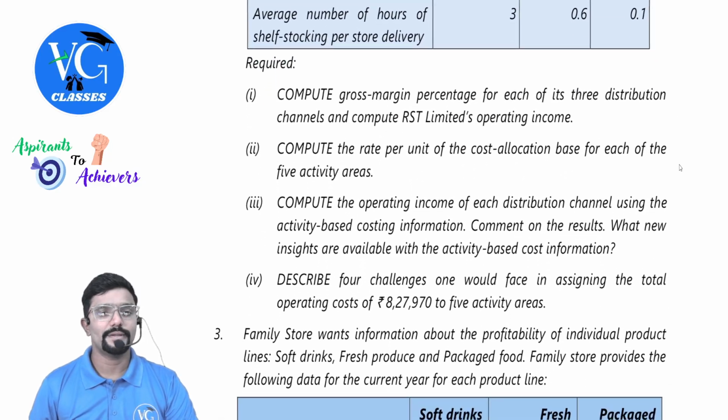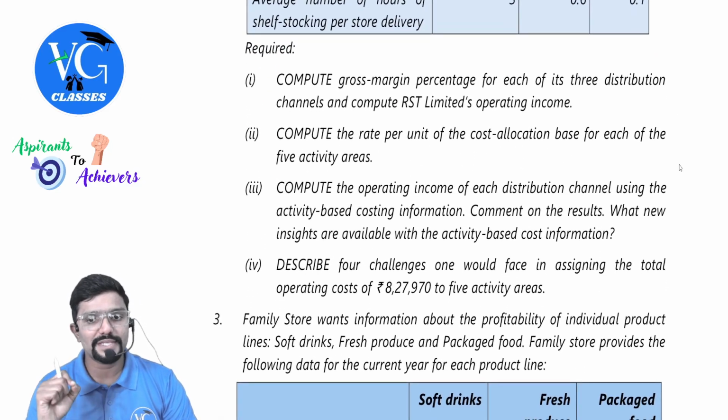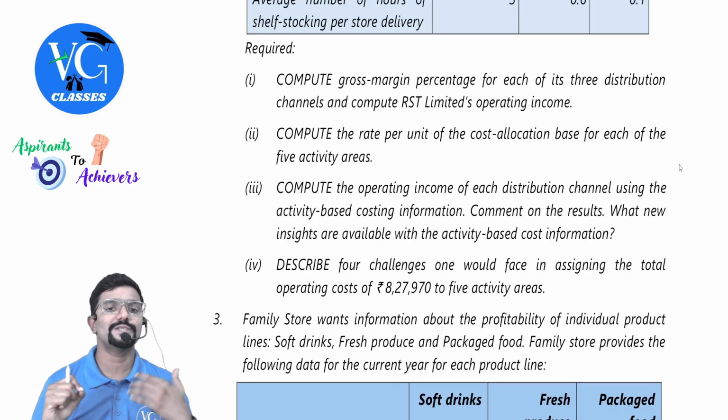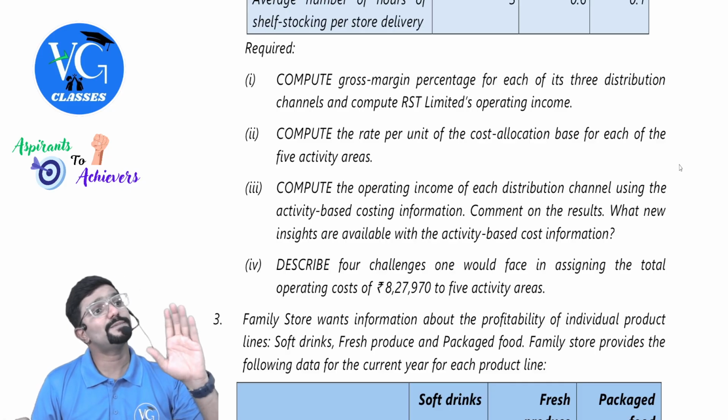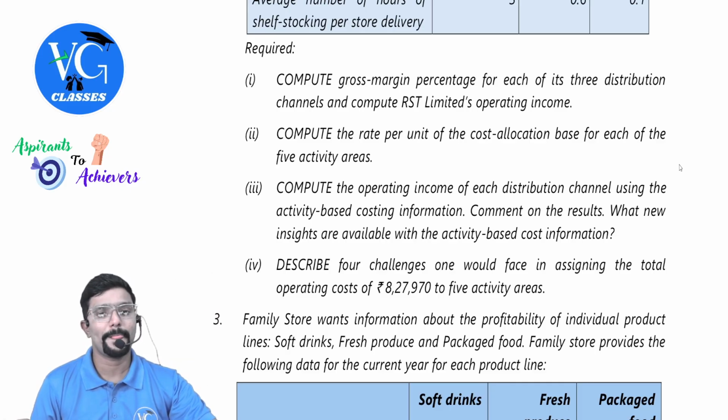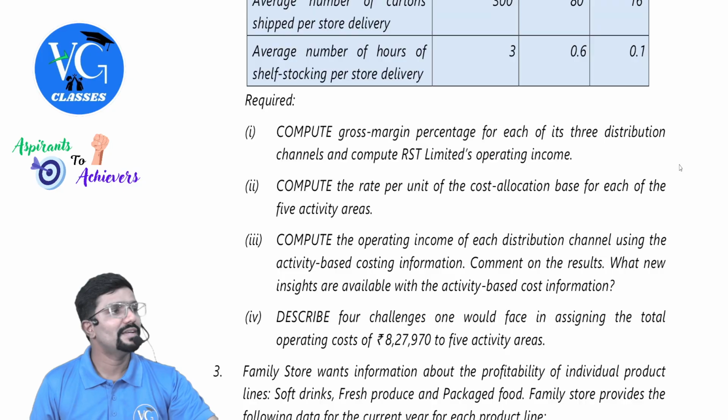Okay. Required: compute gross margin percentage for each of its 3 distribution channels and compute RST Limited's operating income. This was as per the previous approach they were following. Compute the rate per unit of cost allocation base for each of the 5 activity areas.